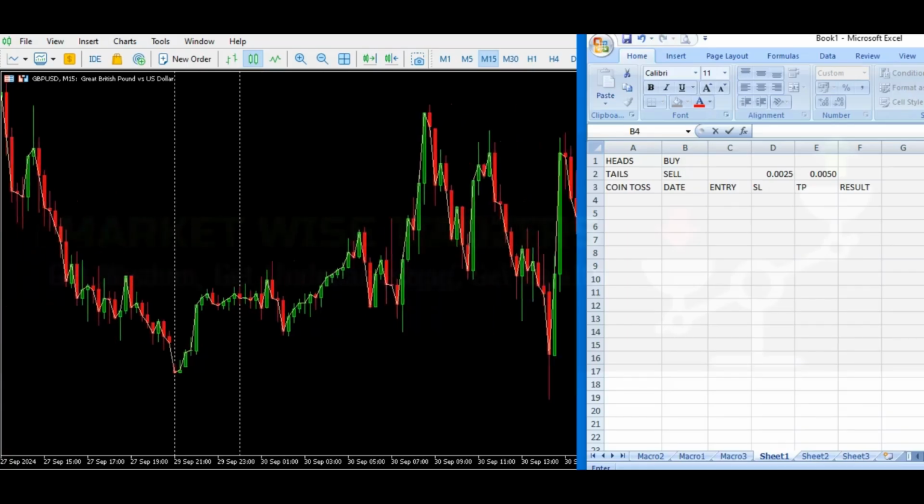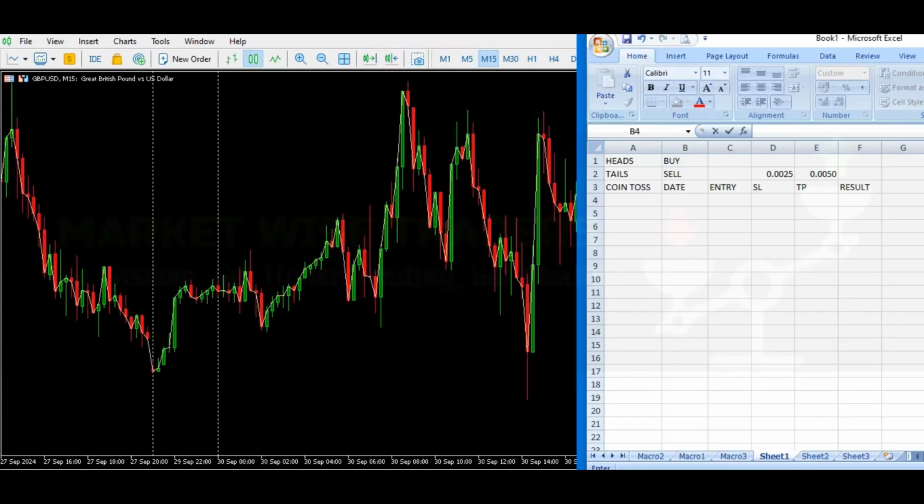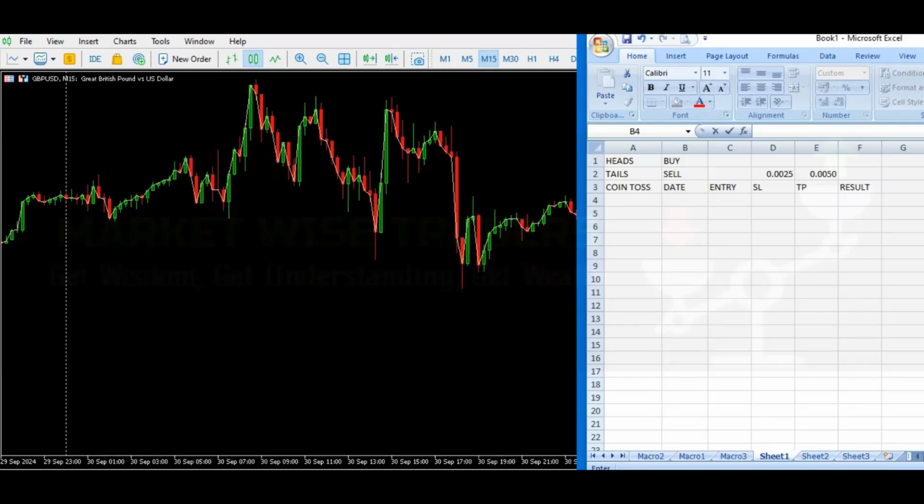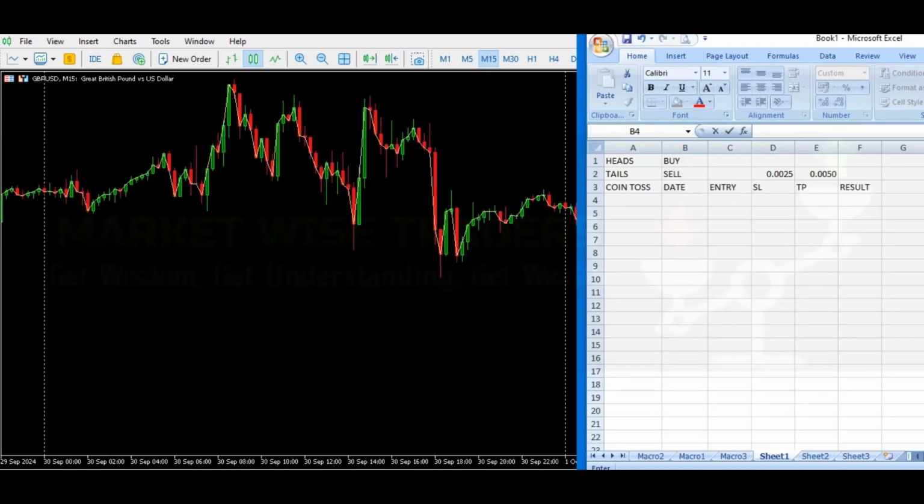Let's see what happens. The only thing I'm going to do is place the trade at the start of the day. Here we go. 1st of October, let me toss this coin. And that is tails. Tails says to me I must sell. Let's see what happens here. Tails is a sell, and this is the 1st of October 2024.